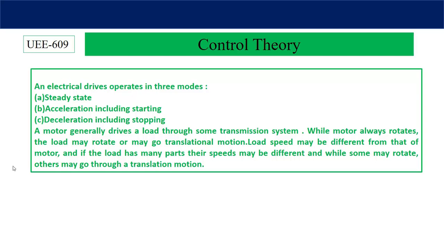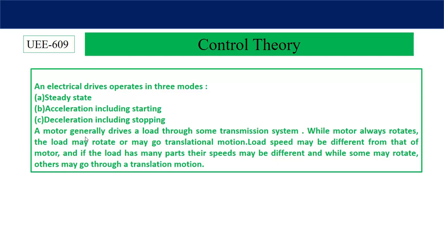As we are using a gear drive system, the load speed can be increased or decreased compared to the speed of the motor. And if the load has many parts, their speeds may be different. While some may rotate, others may go through a translation motion. So a gear drive system or pulley arrangement we can use to obtain the desired speed of the load, though the motor is rotating.